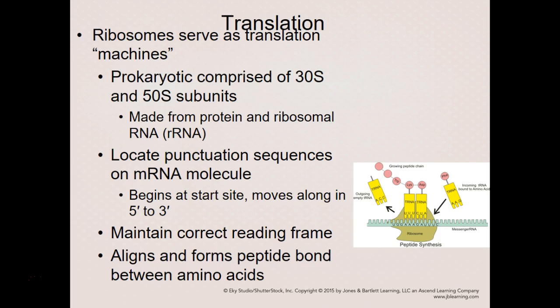So ribosomes are the machines needed for translation. They're basically the cellular machinery of protein synthesis. And you remember that from when we went over the different structures of both eukaryotic and prokaryotic cells, and we talked about ribosomes. All ribosomes work in protein synthesis.